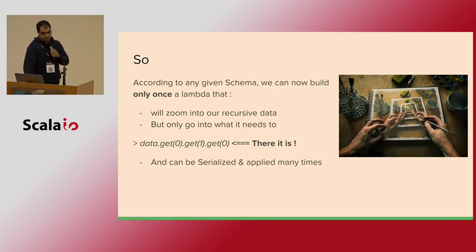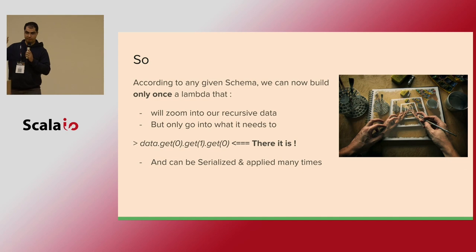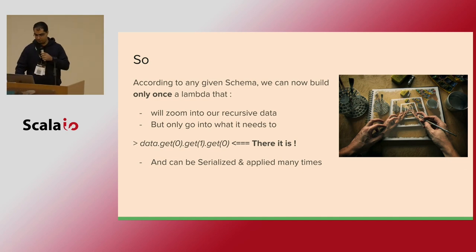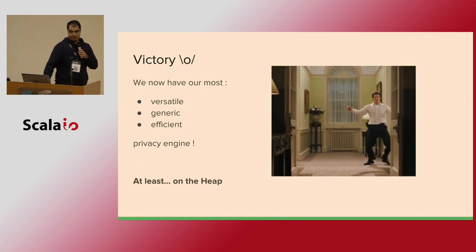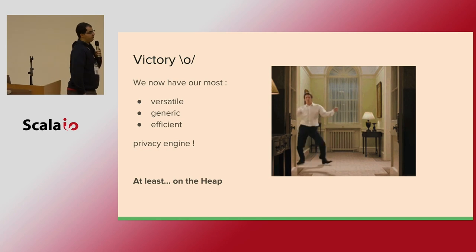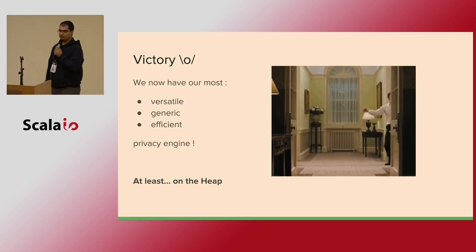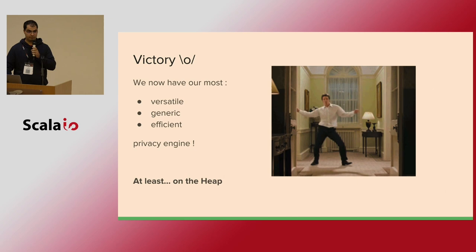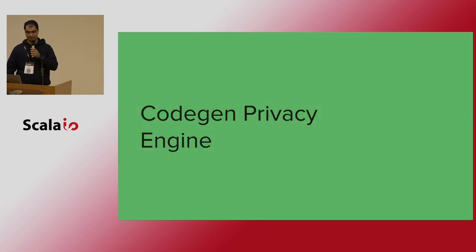So according to any given schema, we can now build an only-once lambda, which is perfect for a streaming application. I'm going to compute it at startup and then apply it during my streaming application. So we now have a very efficient engine, right? At least on the heap and managed by the garbage collector. Let's go deeper.